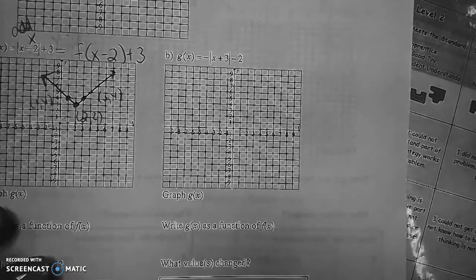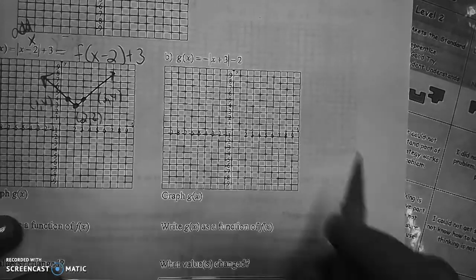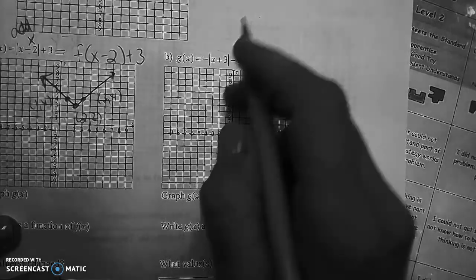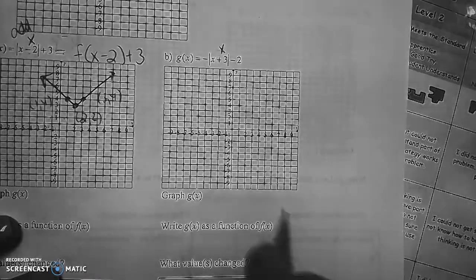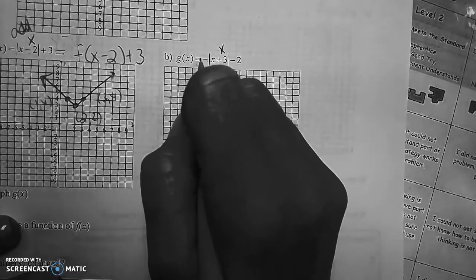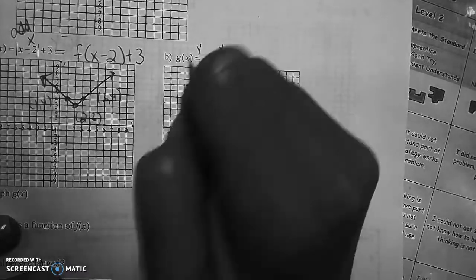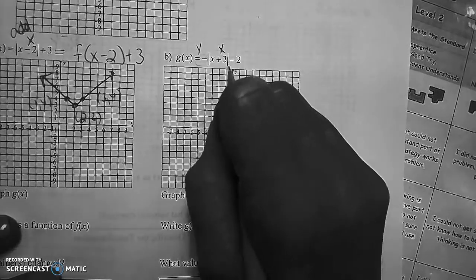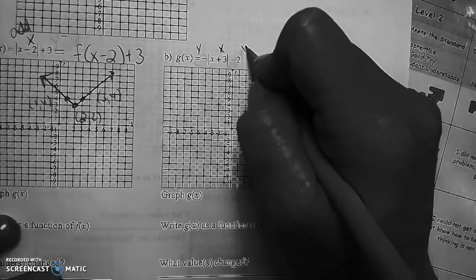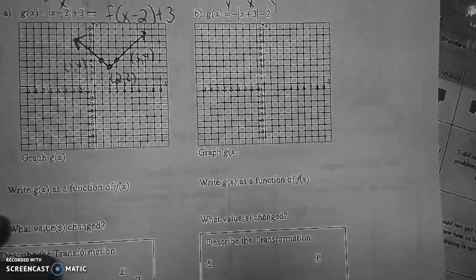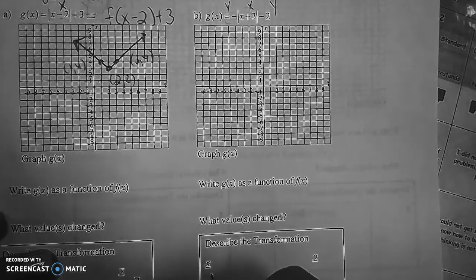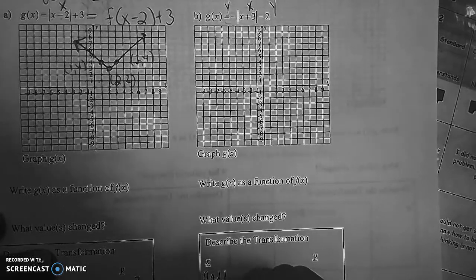All right, B part actually has 3 transformations going on. Here we see inside the function, so that means we have something changing our x's. Here is outside the function, and so that's going to change my y. And another outside the function, so that's going to change my y. Now the x is pretty easy. You could probably already go down and tell me, at the bottom, tell me that this needs to go left 3.